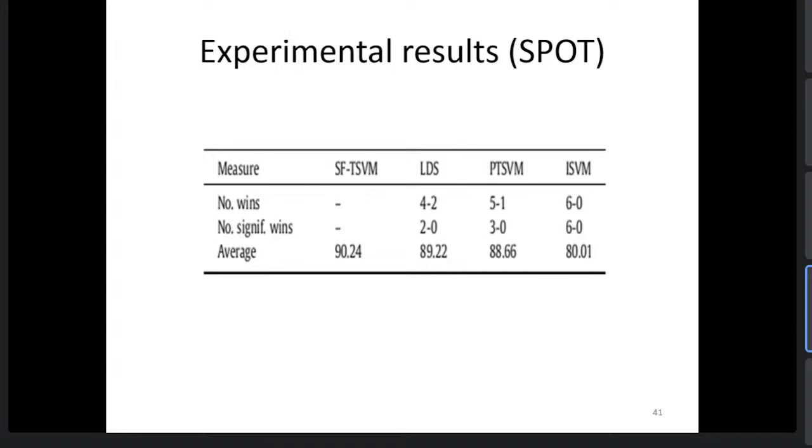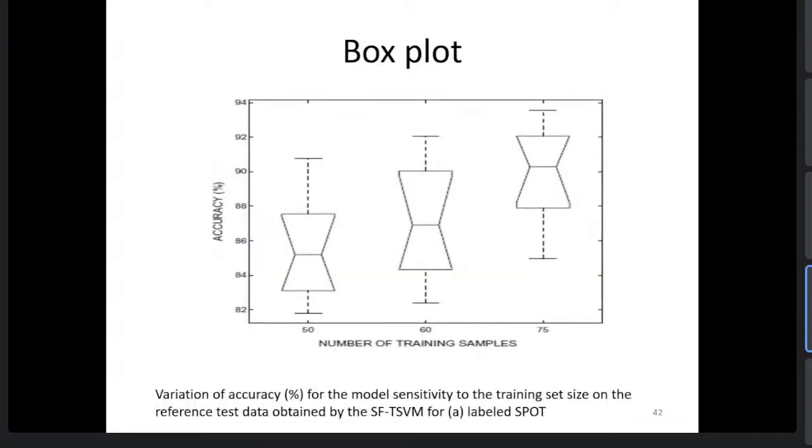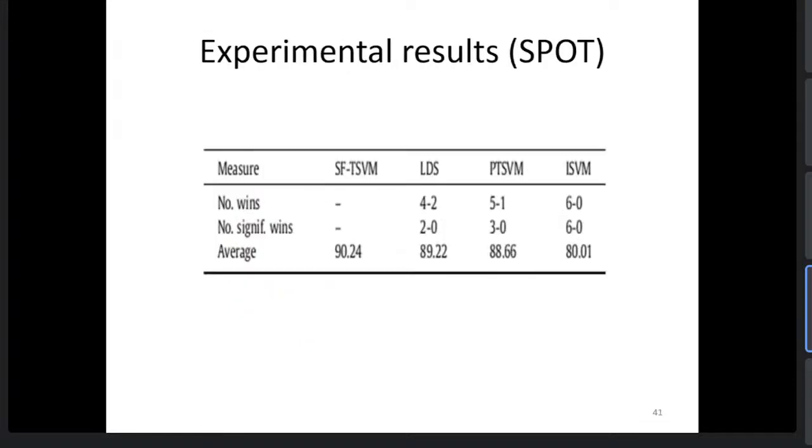One thing. No. The previous slide. Okay. Number of wins and number of significant wins. You see, the number of wins for SFT SBM and LDS is 4 and 2, but significant wins is 2-0. Why? Because visually SFT TSBM wins 4 cases and LDS 2 cases.